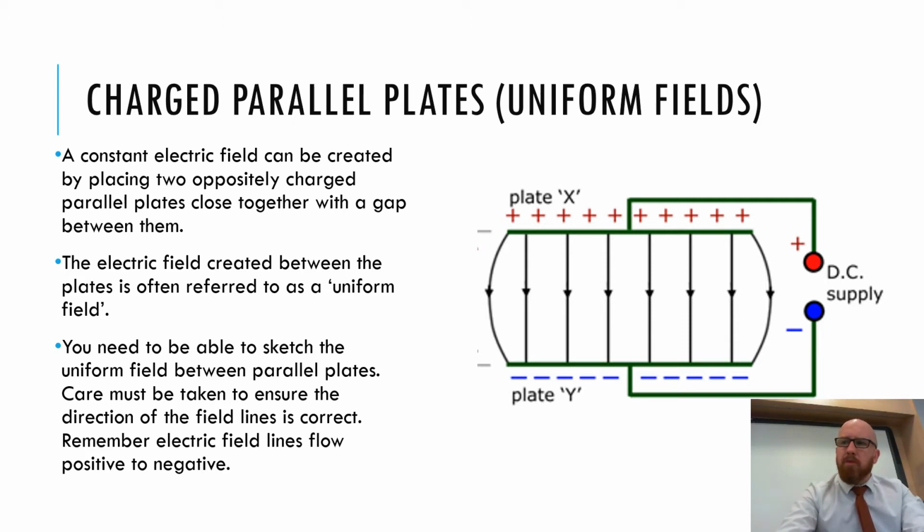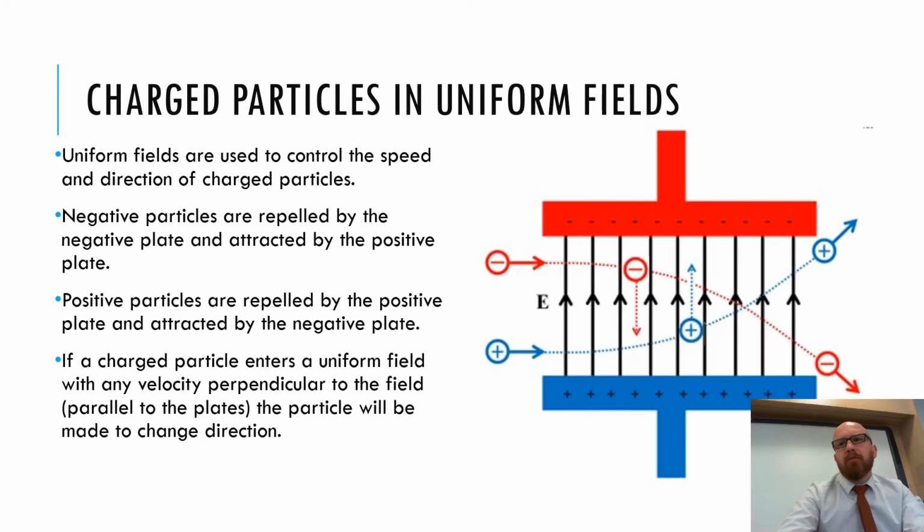We're going to look at what happens when we put charged particles inside this electric field. You need to be familiar with the diagram here and the straight lines between them. So this is what happens here. If you've got a uniform field, this is a uniform field set up on the right hand side.